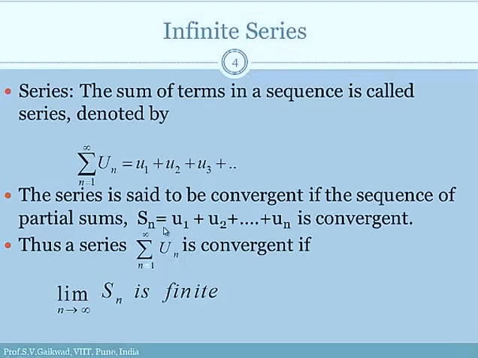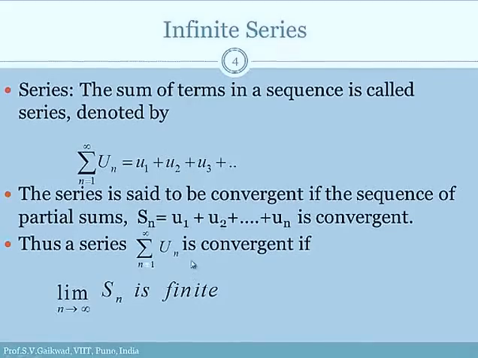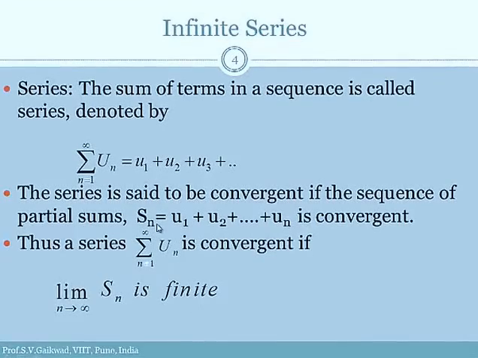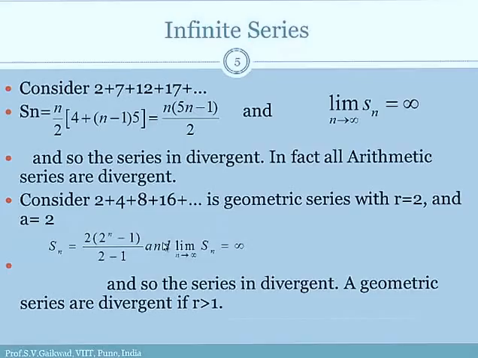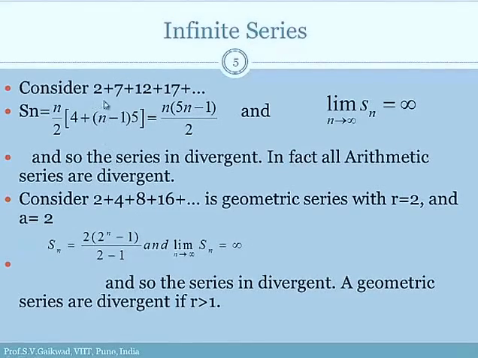Simple definition there. If Sn is the sequence of partial sums, u1 plus u2 up to un, and if this sequence is convergent, then you can say that the given series is also convergent. Thus, the series sigma un is convergent if the limit of Sn is finite. Obviously, you know that this sequence will be convergent if its limit is finite. Just like in the example 2 plus 7 plus 12 plus 17, you can find the sum of n terms, and if you find the limit as n tends to infinity, you get infinity.